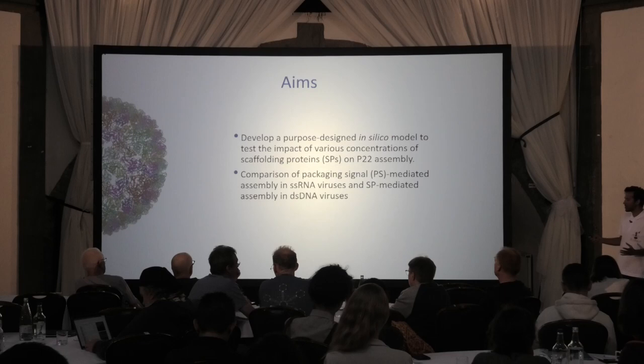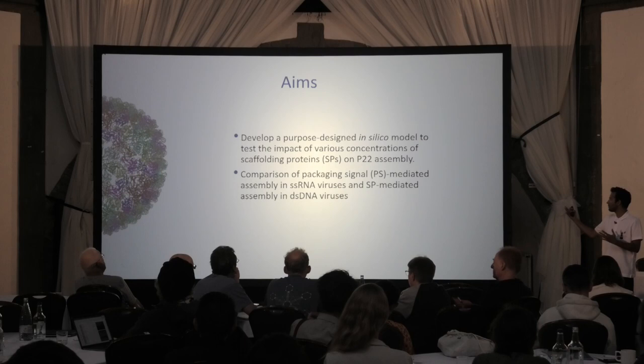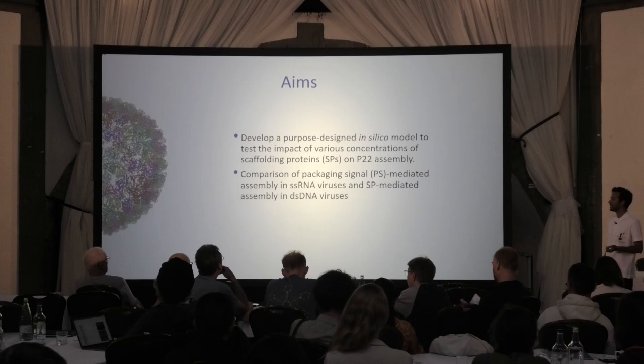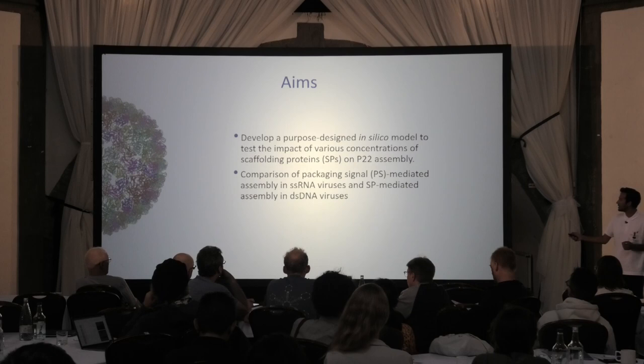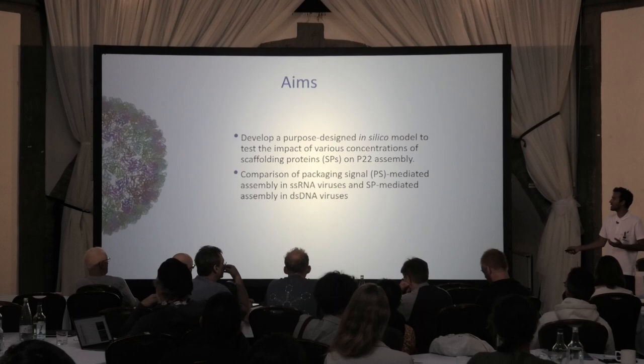So the aim of this study is to develop a mathematical model for the assembly of P22 and then use that model to understand the role of scaffolding protein, what the impacts of virus concentration of scaffolding protein are on it, and how scaffolding protein helps this to happen. Then we want to compare these with PS-mediated assemblies. Because we know that single-stranded RNA viruses use a PS-mediated assembly mechanism. Double-stranded DNA viruses like P22 have that scaffolding protein-mediated assembly. So compare these two, how they are similar, how they are different, and so on.